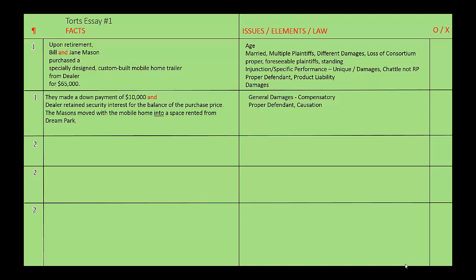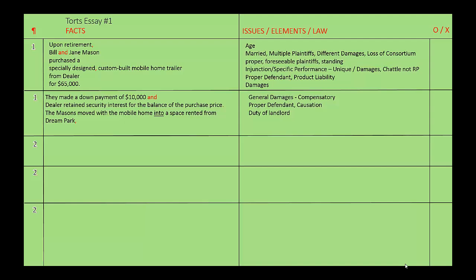The Masons moved with the mobile home into a space rented from Dream Park. Another mouthful and only the first part of a sentence. Okay? So we've got some sort of landlord relationship. I know this isn't real property, but there are special duties of a landlord when trespassers or invitees or licensees kind of come on your land.